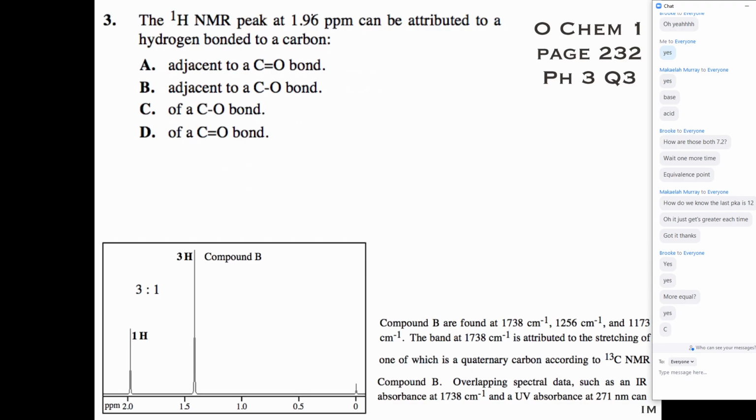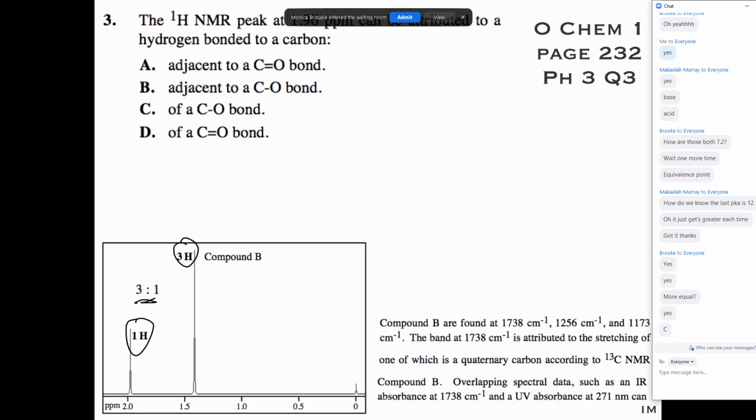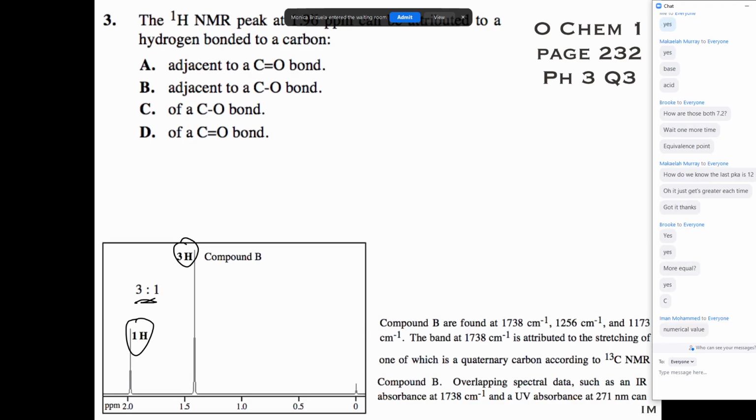So for this particular compound, I'm going to have apparently a 3-to-1 ratio, like they say there. And then I need to figure out what is causing that shift value. So 1H at 1.96 attributed to hydrogen bonded to a carbon. So is this asking for what shape, how big it is, or the numerical value to describe what it's near? And here's going to give you 2 questions, one having to do with chemistry, the other one having to do with life.